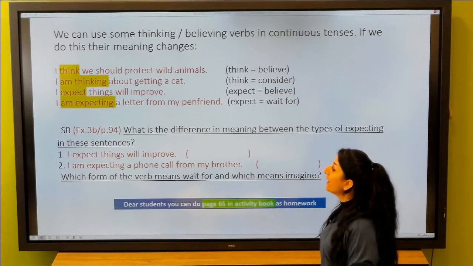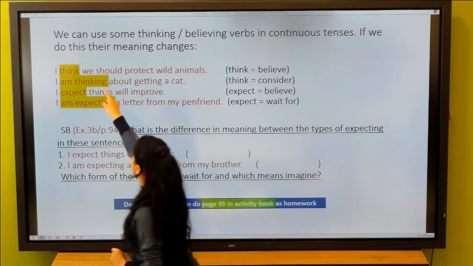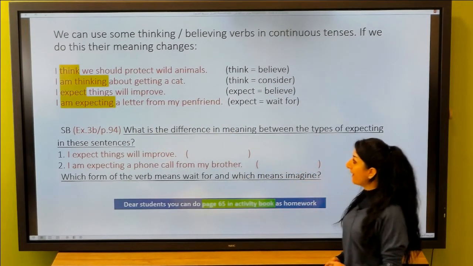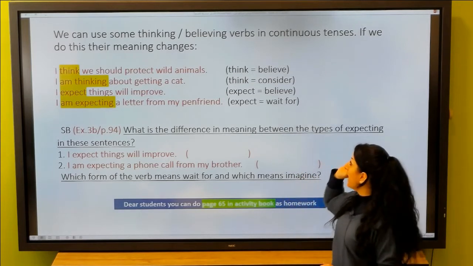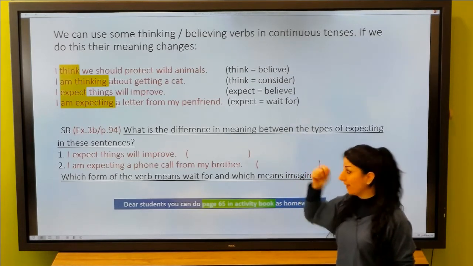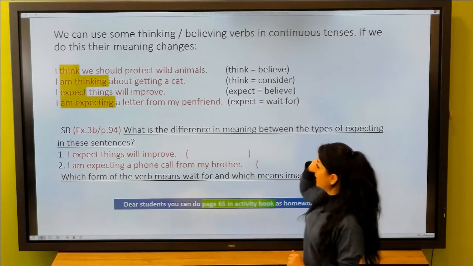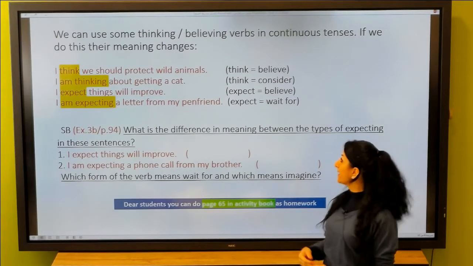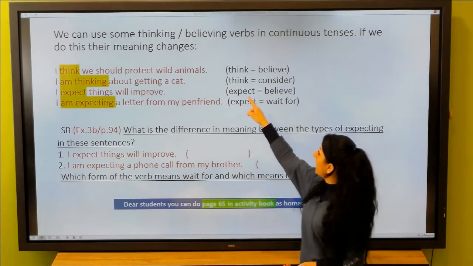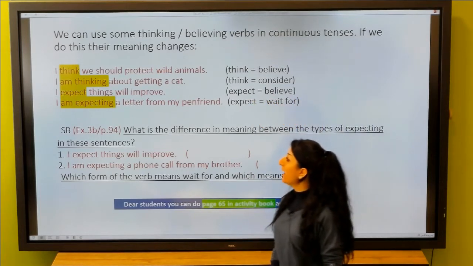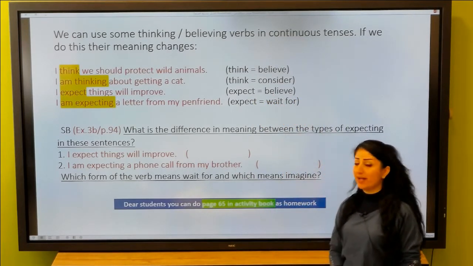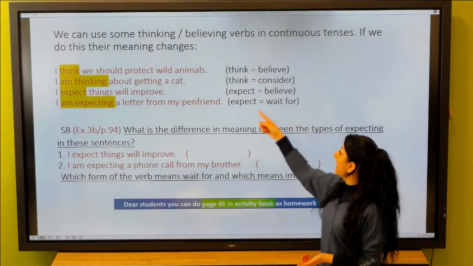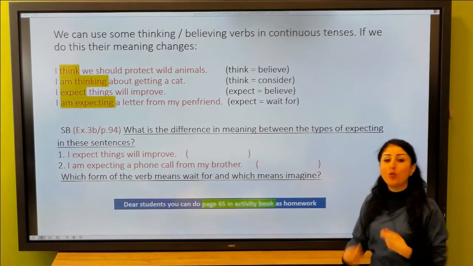Number 2, I'm thinking. Look at this. Thinking is an action verb, or a dynamic verb, about getting a cat. I'm thinking, okay? It's equal to consider. Think equals consider. Number 3, I expect things will improve. I expect, I believe, I think. Expect equals believe. I'm expecting a letter from my pen friend. I'm expecting a call from my friend. Okay, expect means here wait for. I'm waiting for, okay?